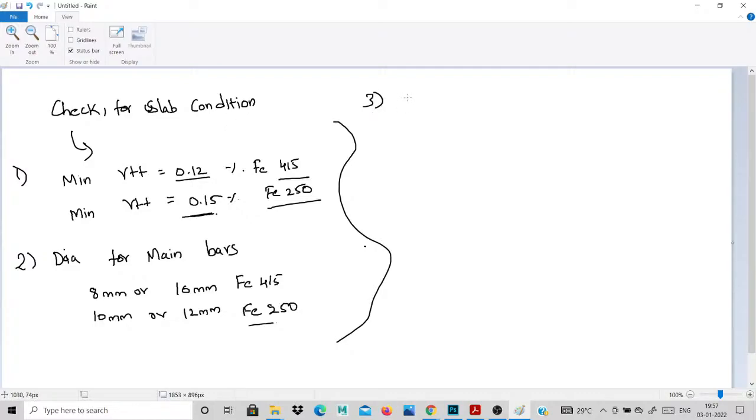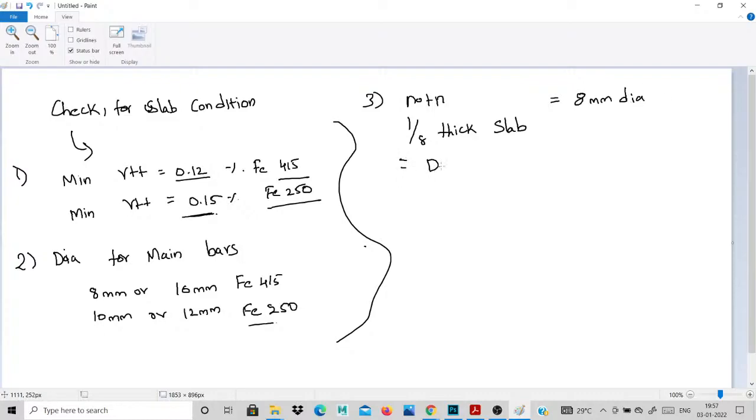Using the main bars, the diameter of the bars should not exceed 1/8 of the thickness of the slab. Okay, 1/8 thickness of the slab. For assumption, I am using an 8 mm diameter bar for my slab.